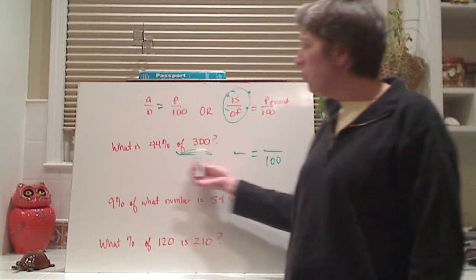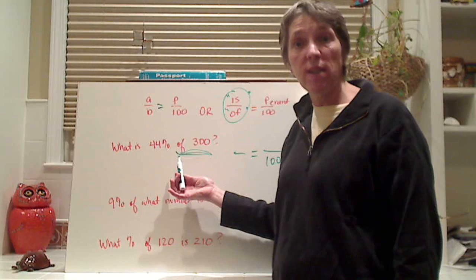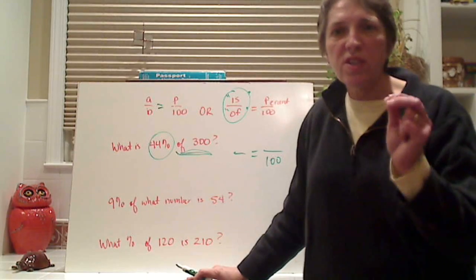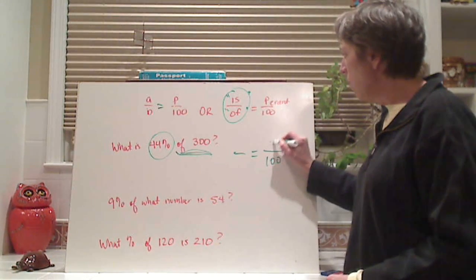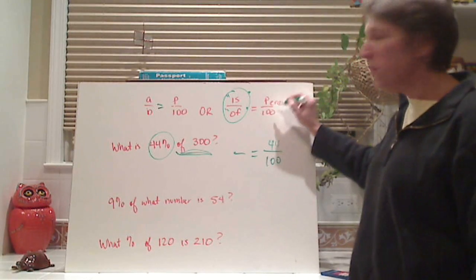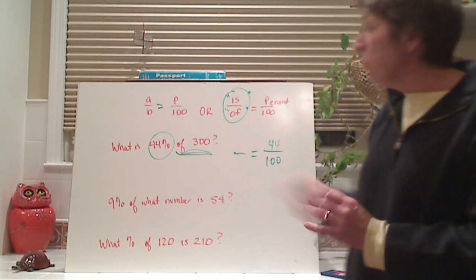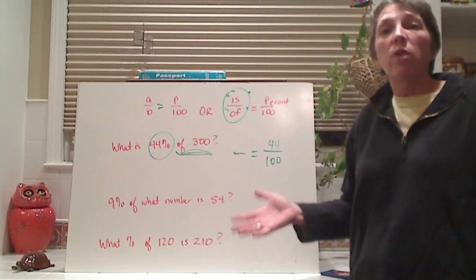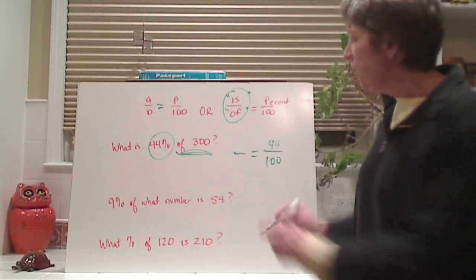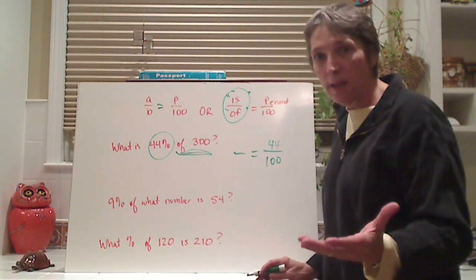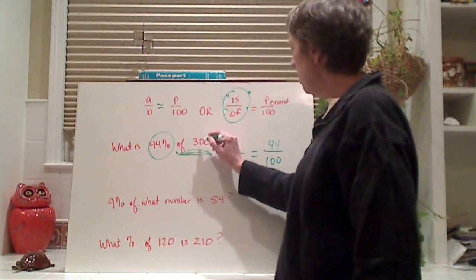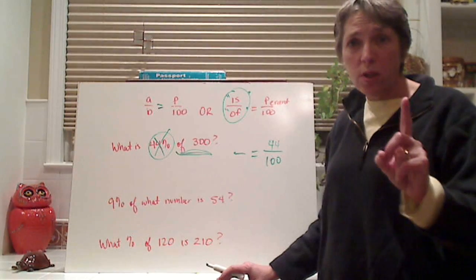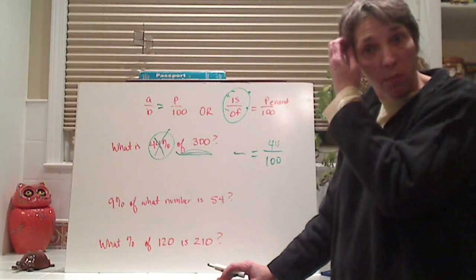The next thing you do is look to see, does any of these numbers have a percent sign? Yes, 44%. Whatever number has the percent sign always goes over the 100, because that is the percent over 100. So that's an easy thing: you look for the percent sign. That's 44 over 100. The hard part is figuring out which one is the x. Is it the is or the of? We've used this number and we've used 100, so we're left with 300.